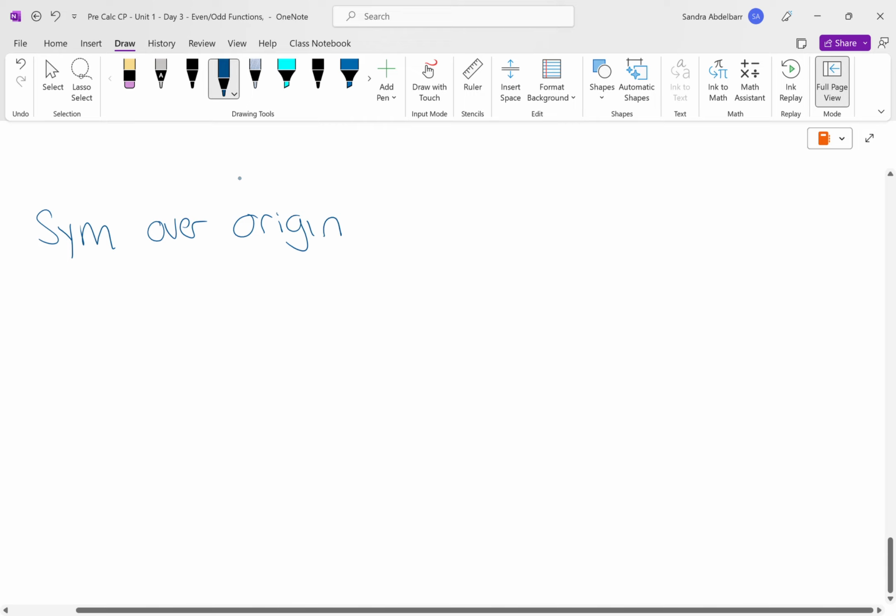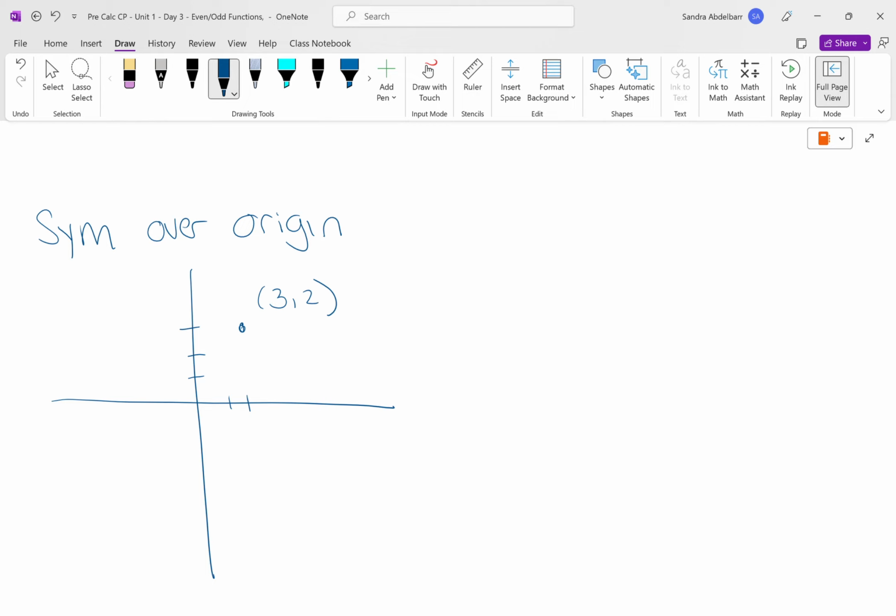Okay, now let's talk about symmetric over the origin. So I'm using the same point, 3, 2. And to be symmetric to the origin, basically you're taking the top corner of your sheet and you're sort of folding it diagonal.